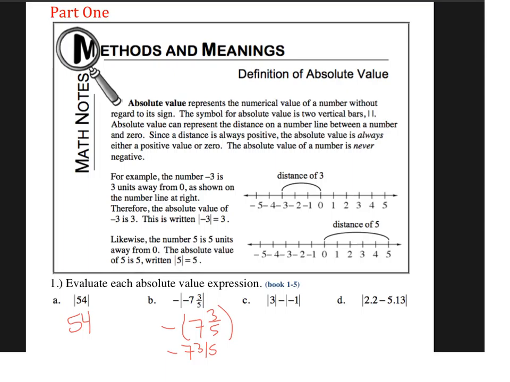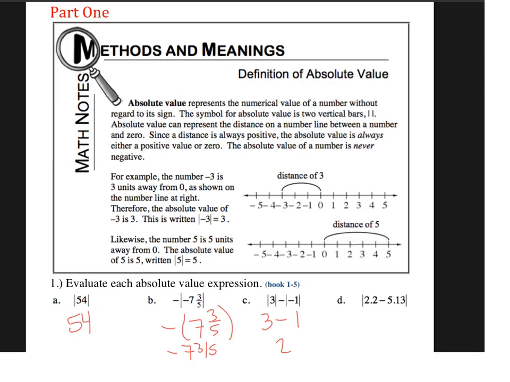Okay, so we can do some operations with absolute value. Here we need to find the absolute values first, then do the subtraction. So the absolute value of 3 is 3. And we're supposed to subtract from that the absolute value of -1. Well, the absolute value of -1 is 1. 3 take away 1 gives us a final answer of 2.